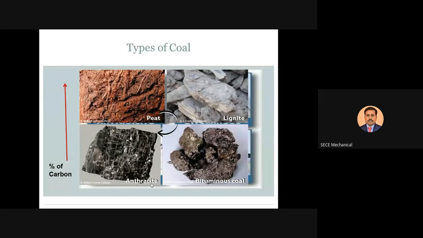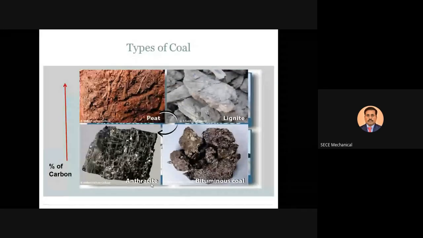If the carbon percentage is increased, it means the coal is completely burned in the boiler or furnace area. This is how we have categorized the different types of coal. Okay, now we'll come to the point.